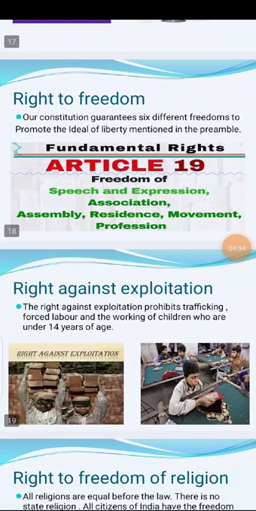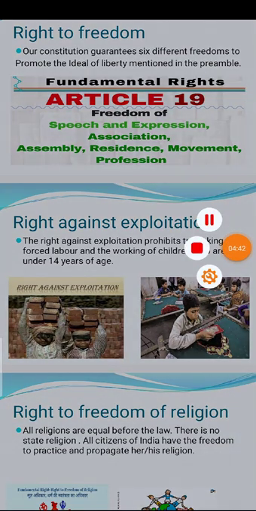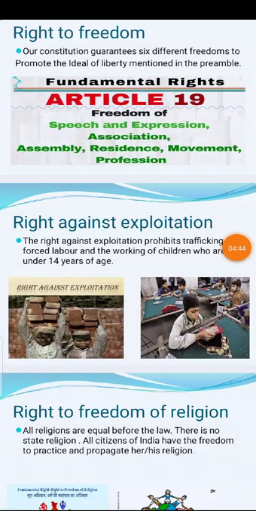Next is the right against exploitation. The right against exploitation prohibits trafficking, forced labor, and the working of children who are under 14 years of age. Here, trafficking means the trade of humans for the purpose of forced labor, slavery, etc.